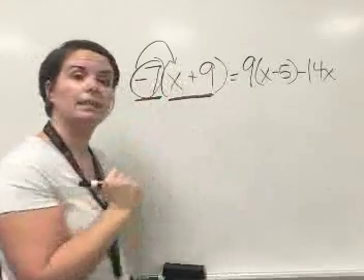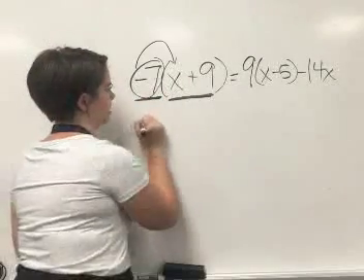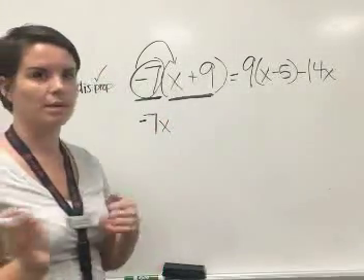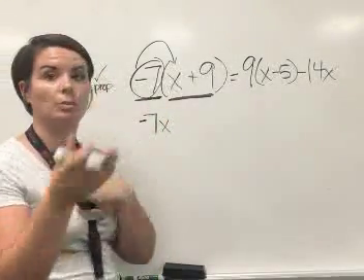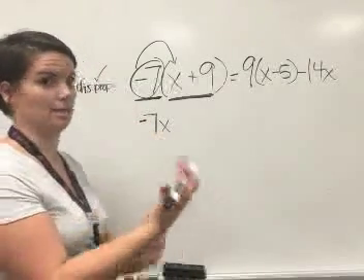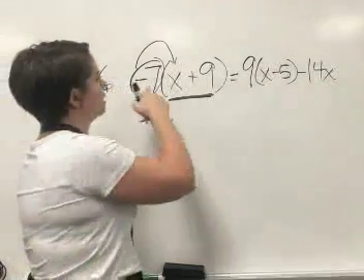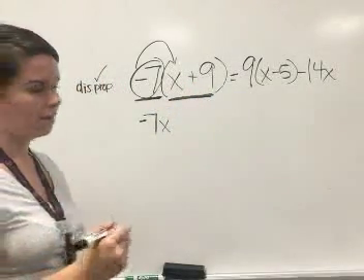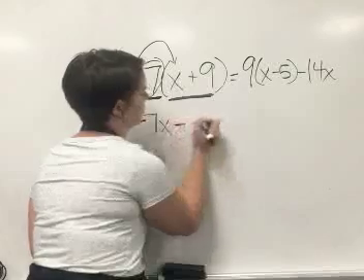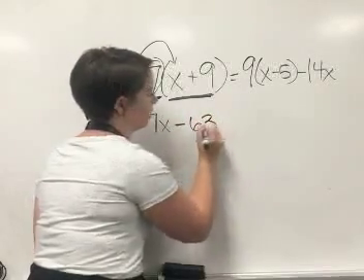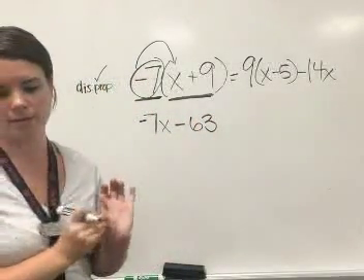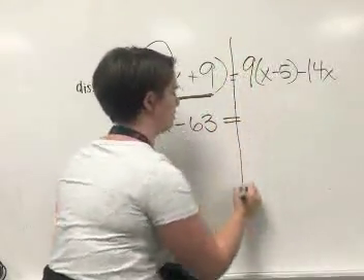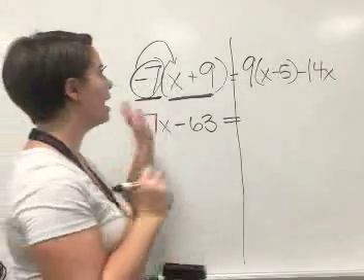So -7 times x is -7x. I know this because I know that -7x represents 7 x's that are negative. -7 times +9, I get -63. Okay? Don't forget my equal sign.